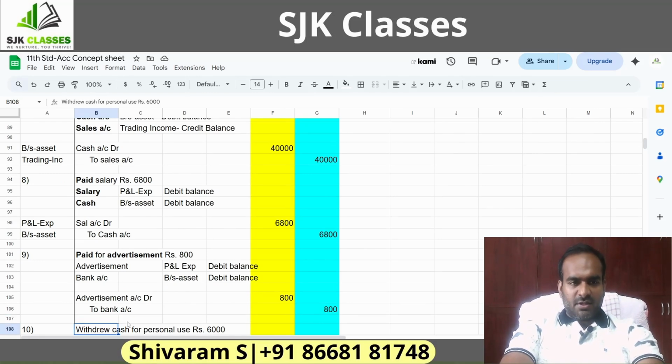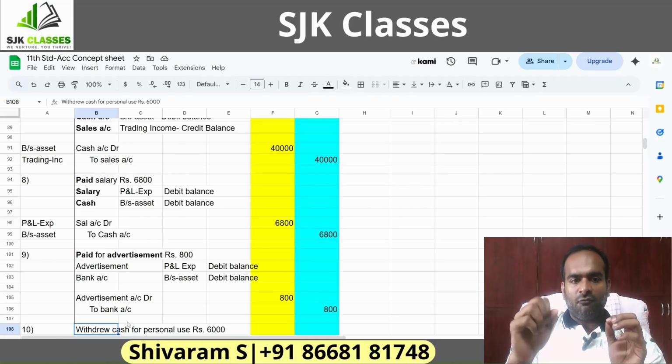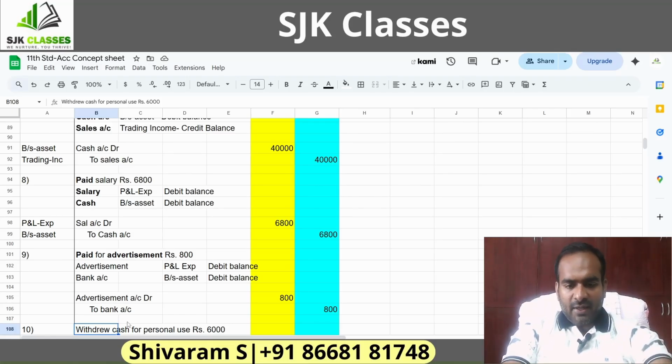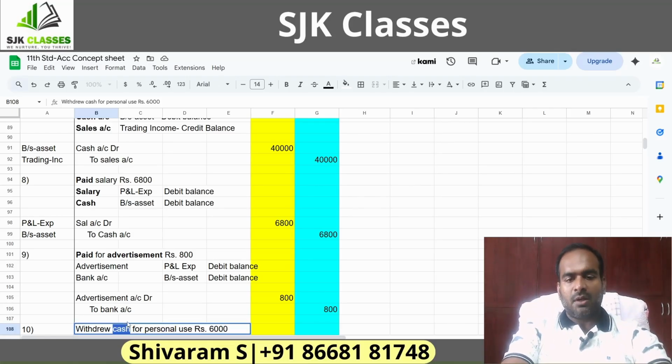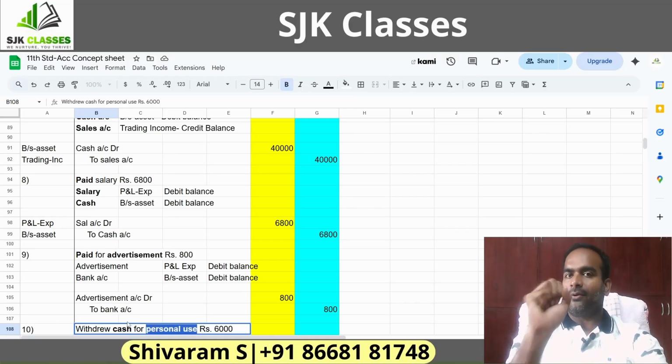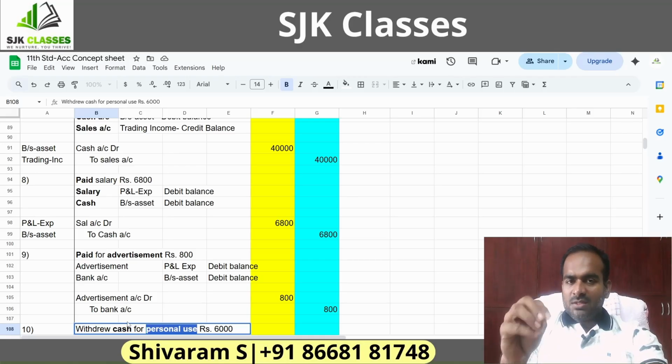Let's go for the next transaction. The transaction is withdrew cash for personal use. This is a very, very important transaction. Now in this transaction, what happens is withdrew cash for personal use. The accounts involved here are cash account, since cash has been withdrawn, and the other account involved is personal use. After seeing the words personal use, we have to bring in a ledger called drawings.